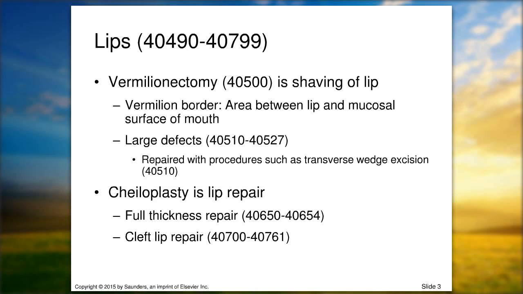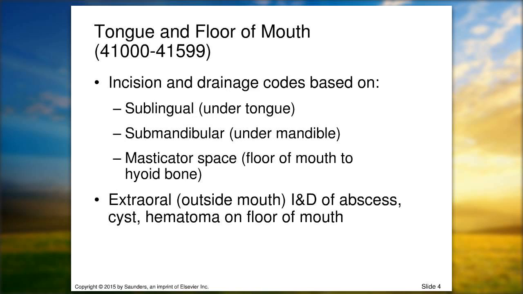Why would a vermilionectomy need to be performed? It might be because a patient has cancer of the lip. What is a cleft lip? A cleft lip is a congenital defect when the muscle and tissue of the lip didn't close properly. So a cheiloplasty is a lip repair, and you would find that under the repair category.